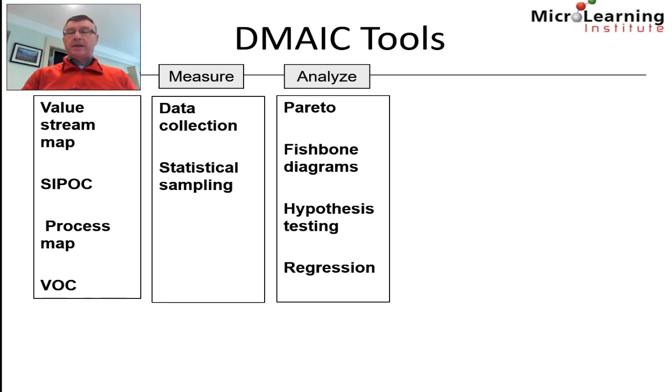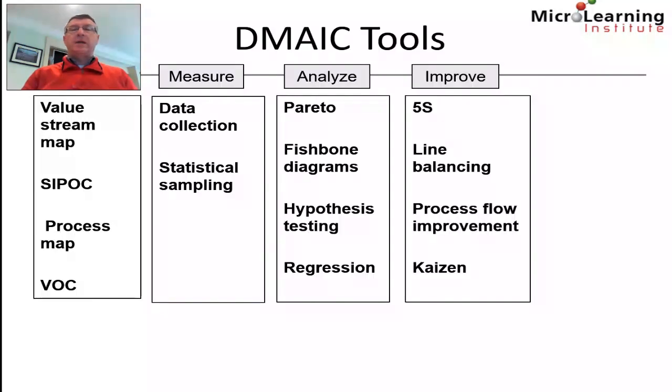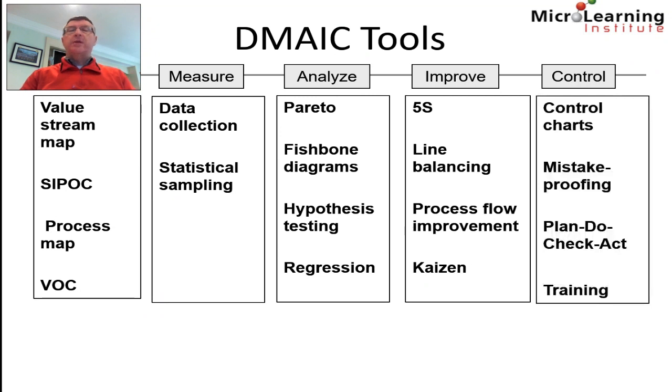Once we've analysed and we've decided what to do, then we can look to make some improvements to the process. And again, we use here techniques like 5S, maybe line balancing to balance particular process steps, process flow improvement, and Kaizen philosophies. And lastly, in the control phase, we look to put in place control charts, introduce mistake proofing, and the philosophy of plan, do, check, and act, and also some training to ensure that the improvements that have been put in place during the improve phase are sustained for the future, and that the organisation doesn't revert back to an inefficient process.